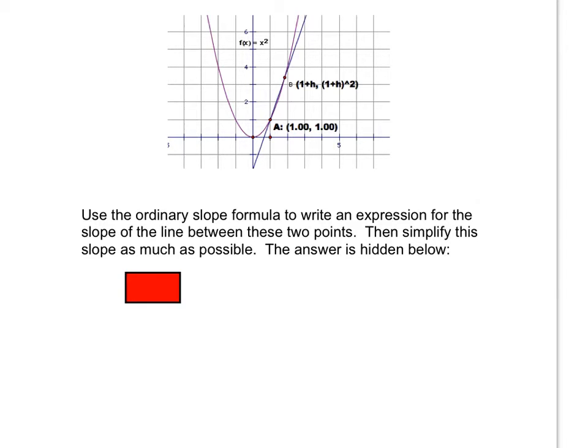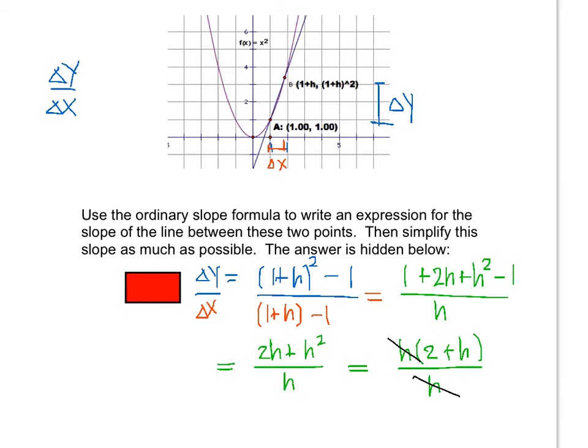If you want to give the algebra a try, you may just pause the video and restart. And a reminder that the ordinary slope formula is the change in y over the change in x. So my delta y is my higher y point, 1 plus h quantity squared, minus 1, which was this point here. And then my change in x was 1 plus h minus 1.